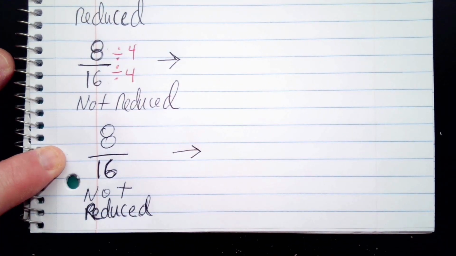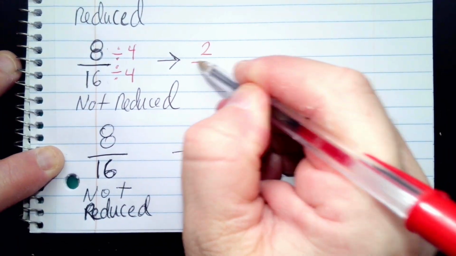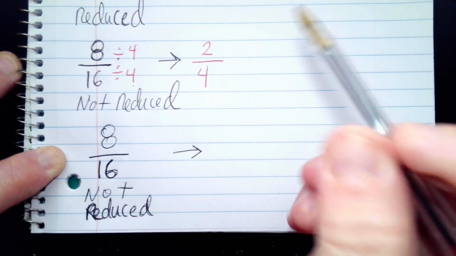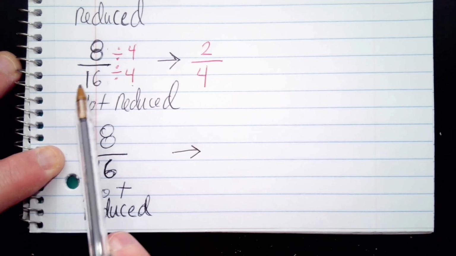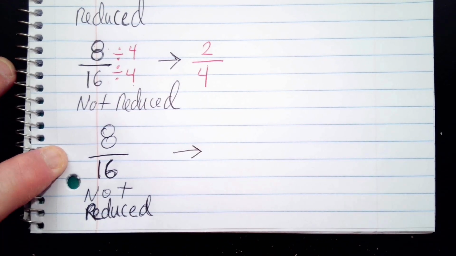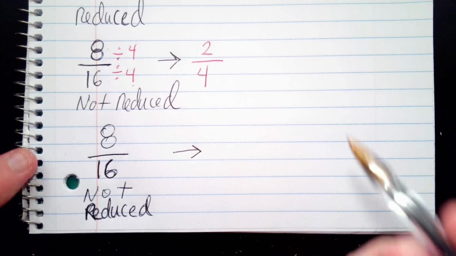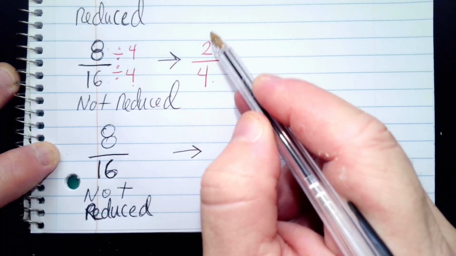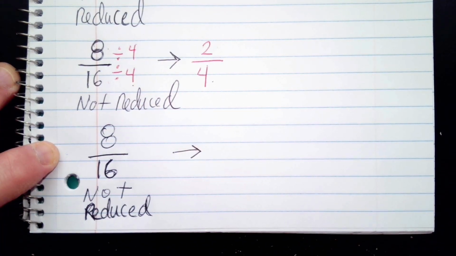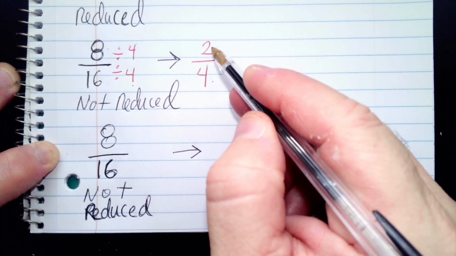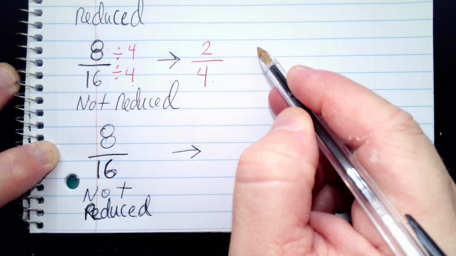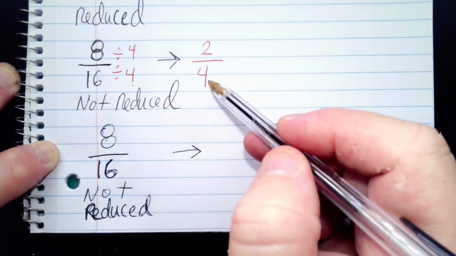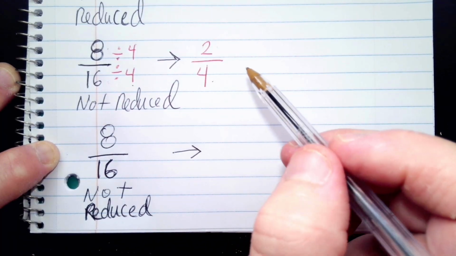4 times 2 is 8. And I know 4 times 4 is 16. Of course, 8 divided by 4 is 2, and 16 divided by 4 is 4. It's just another way of looking at it. 2 over 4, it's not reduced, it's not simplified. Why? Because I know there's a number that will divide in top and bottom evenly. So I'm going to continue. I know 2 will be divided by 2 evenly because 2 times 1 is 2. I know 4 will be divided evenly because 2 times 2 is 4.